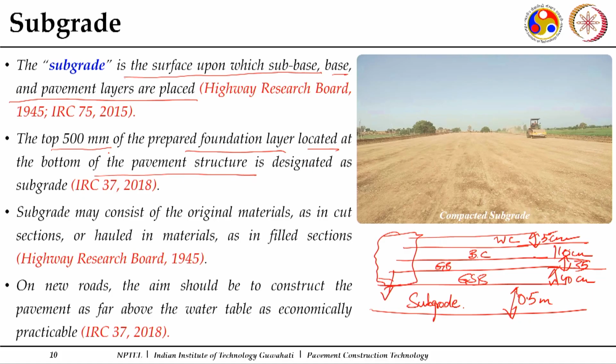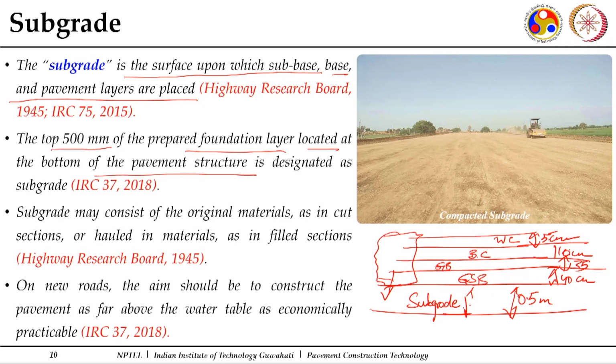So it says the top 500 mm, the top 50 centimeter, half a meter of the prepared foundation layer located at the bottom of the pavement structure is designated as subgrade. Now this is a subgrade, and the specific thing is, it is a subgrade which is constructed with controlled parameters. Controlled parameters means the soil characteristics are known to you, the density at which it is going to be compacted, the entire 500 mm thickness, the composition and the construction information is there with us. So, it is a reconstructed thickness.